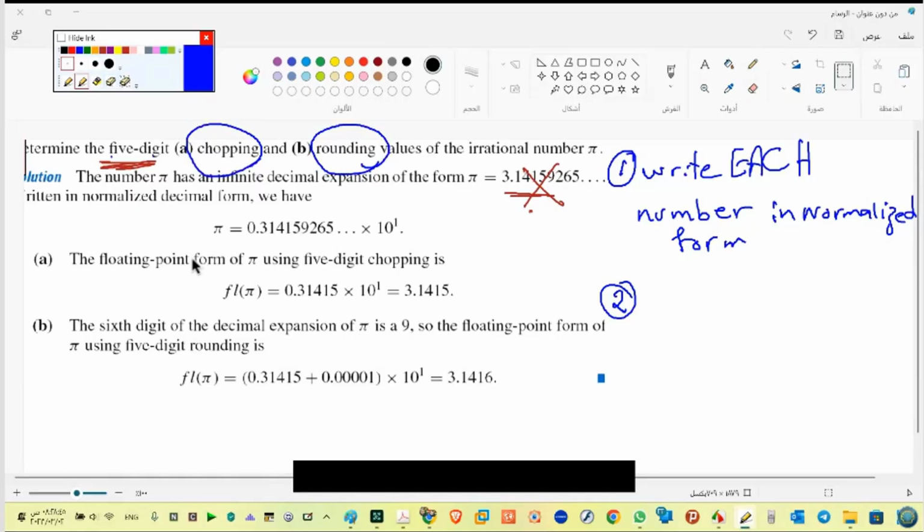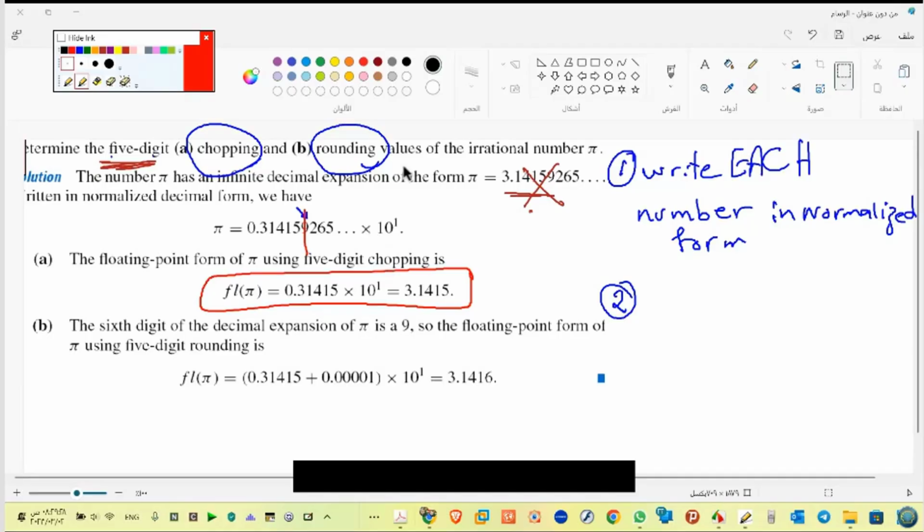Okay. In chopping, I will look at this number, 1, 2, 3, 4, 5. What is the sixth digit? It's 9. In chopping, I count 1, 2, 3, 4, 5, then cut. Whether it's 9, 2, or 3, I don't care. Just count and cut. So the floating point form of pi using 5-digit chopping is this: 1, 2, 3, 4, 5. Think of this as the answer. Chopping is like scissors: count, then cut. Is it clear?